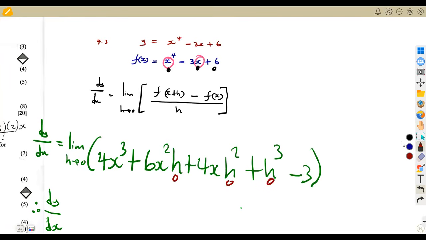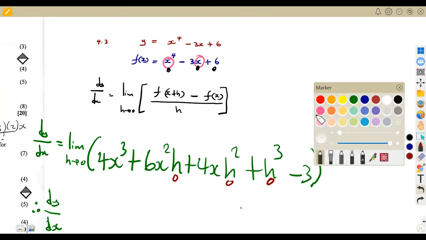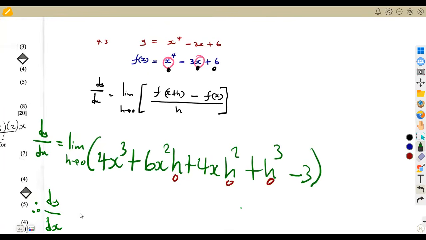So this gives us 0, 0, 0, 0, 0, 0, and so forth. So we are going to be left with 4x to the exponent of 3. So this will be 4x to the exponent of 3 minus 3. All right, so that was going to be our answer at the end.